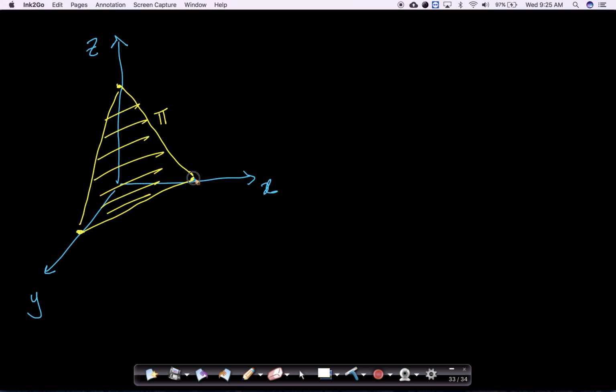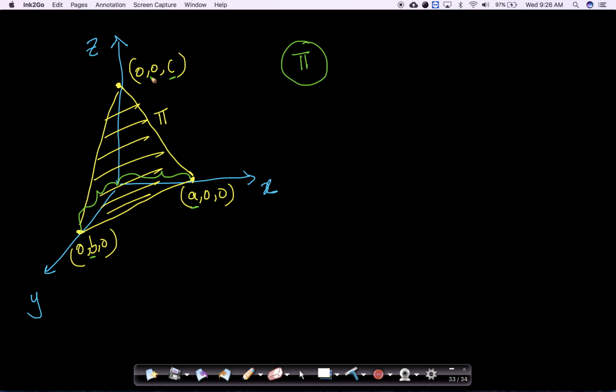Now, where does it intersect the x-axis? Let's say it intersects the x-axis at a, 0, 0, the y-axis at 0, b, 0, and let's assume it intersects the z-axis at 0, 0, c. Now, we can write the equation of this plane. This is very interesting, and it's very easy to prove also. We can write the equation of this plane using just these three intercepts. It's intersecting x at a units away from origin, y at b units, and z at c units.